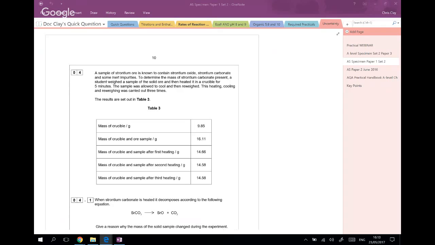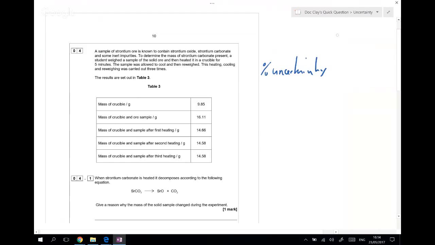So remember, our percentage uncertainty is simply equal to the error over the measurement multiplied by 100. I'll just run out of a little bit of room there, so I'll put it here. Now, this question here is talking about some strontium carbonate, and it's going through a thermal decomposition. We've got a series of masses. So this, remember, is a reading.